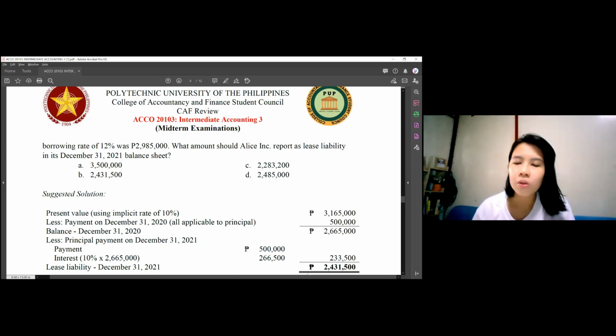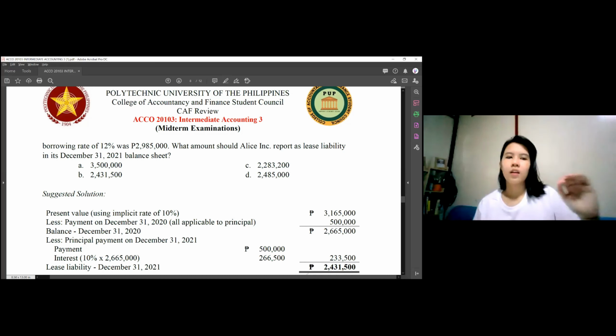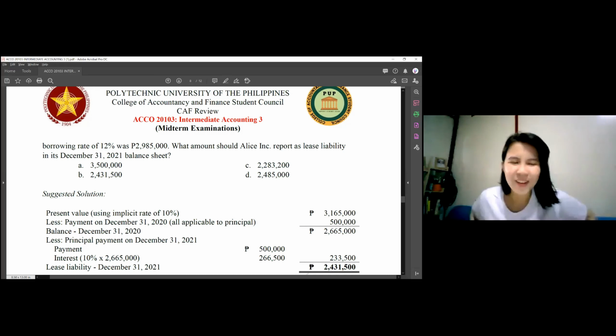So, para makuha mo yung outstanding na lease liability mo, i-deduct mo lang siya dun sa beginning balance ng 2021. So, that's 2.665 million minus 233,500, and you'll get 2,431,500. So, that's letter B.